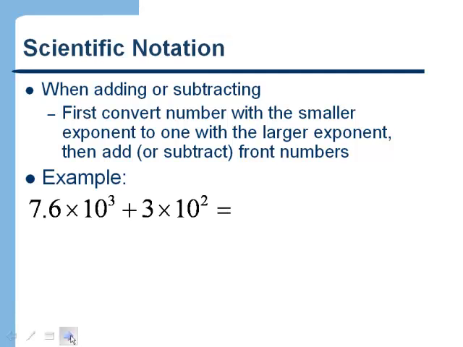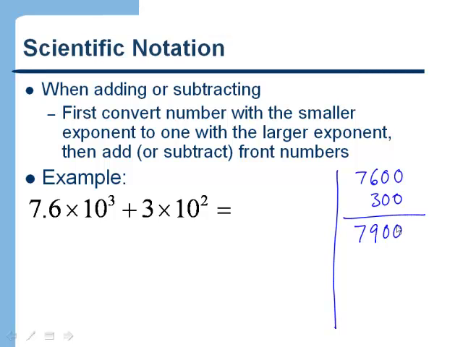So here's my example. I have 7.6 times 10 to the third plus 3 times 10 to the 2. Now, I'm going to first do it without scientific notation just to kind of show you, justify why we have to do it the way we do. If you think about what 7.6 times 10 to the 3 is, that is 7,600. And if you think about what 3 times 10 to the 2 is, that's just 300. So if we didn't use scientific notation, we could see the answer is 7,900.